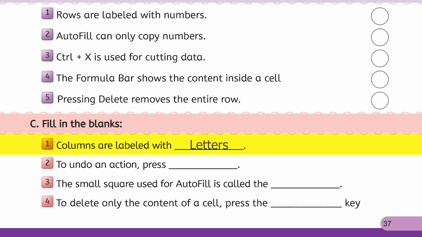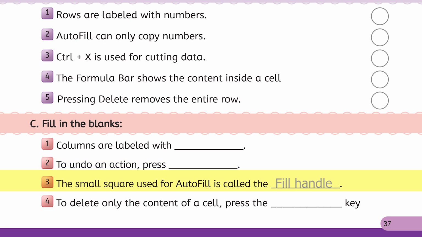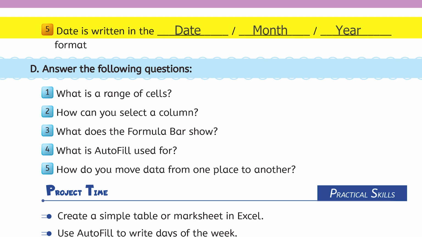Question C. Fill in the blanks. Columns are labeled with dash letters. To undo an action, press dash. Control plus Z. The small square used for autofill is called dash. The fill handle. To delete only the content of a cell, press the dash key. Delete key. Date is written in the dash dash dash format. Date, month and year format.